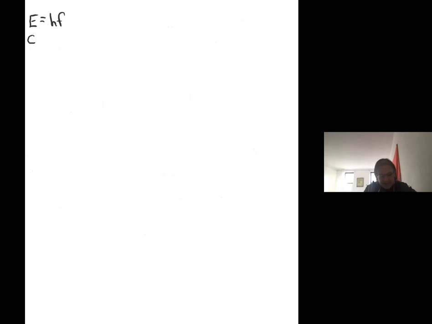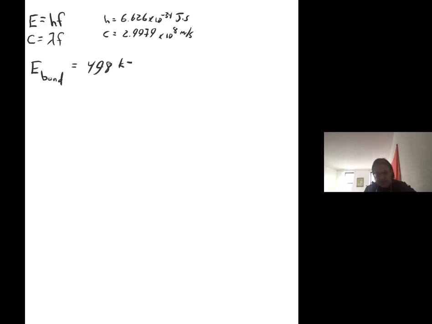The speed of a photon is lambda times f. And then we have these constants. H is equal to 6.626 times 10 to the negative 34 joule seconds. C is equal to 2.9979 times 10 to the 8th meters per second. And then the energy of the bond is 498 kilojoules per mole.